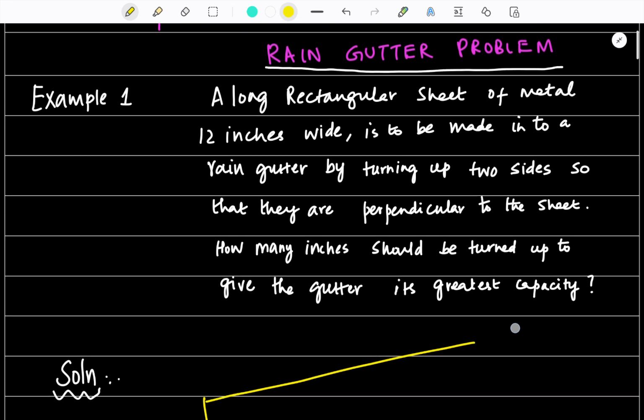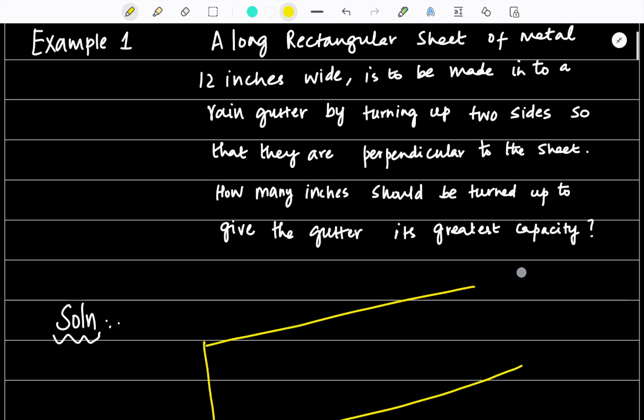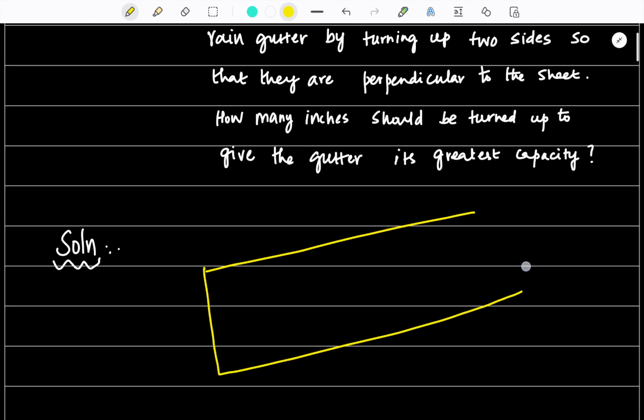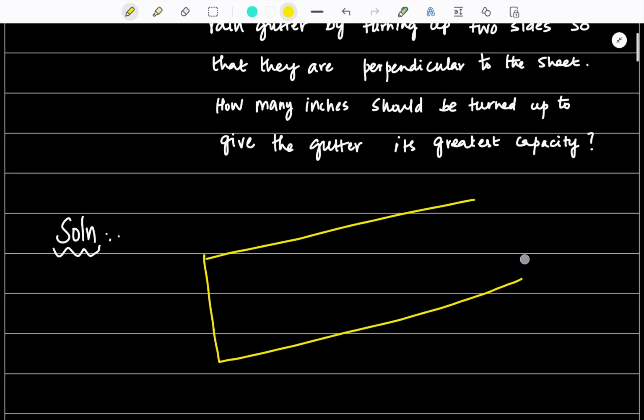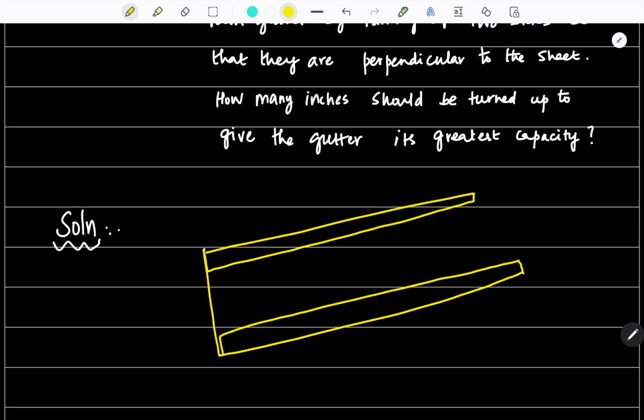It is to be made into a rain gutter by turning up two sides so that they are perpendicular to the sheet. How many inches should be turned up to give the gutter its greatest capacity? So the long metal sheet is now a little folded. There is a fold in the 12 inches: I'm going to fold here and fold here. So on this side you fold x and on this side you fold x.